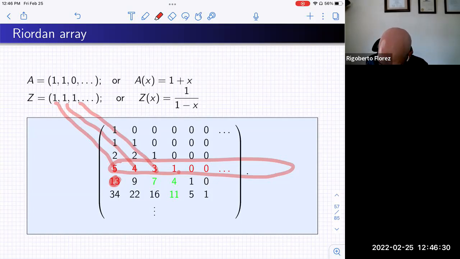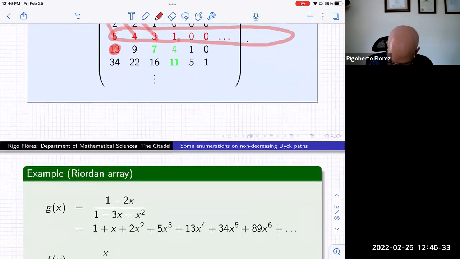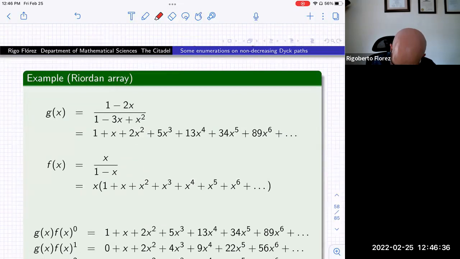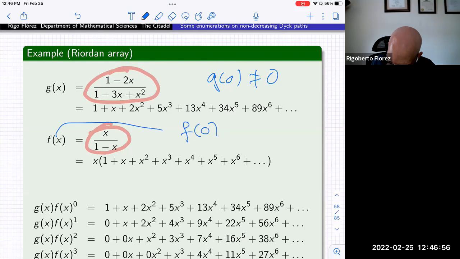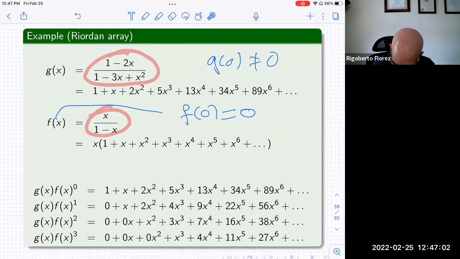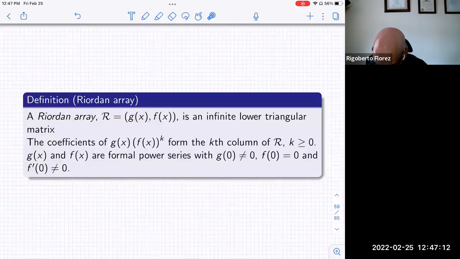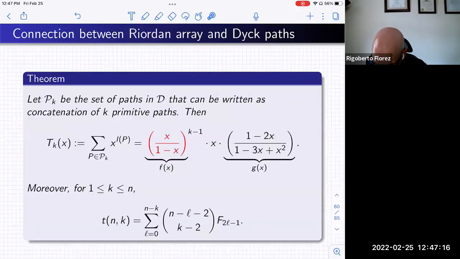But there is another way to construct Riordan arrays. Let me show you here. You have one generating function and you have a second generating function. And we need special conditions. When you evaluate this generating function at 0, g(0) cannot be 0. And when you evaluate the other at 0, it must be 0. In that way, you are going to construct all columns. This corresponds to the first column when you have power 1, the second column, the third column, and the other columns. Let me show you with more details here. Give me one second. This is the definition.